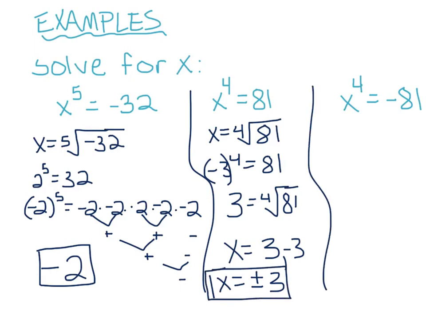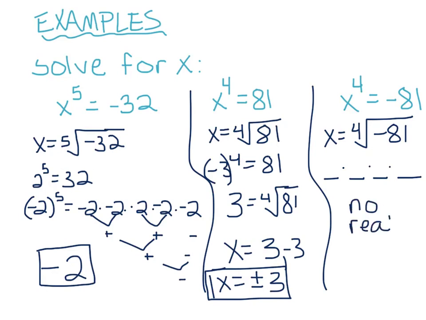So for this last one, it says x to the 4th equals negative 81. x is the 4th root of negative 81. What can I multiply by itself 4 times and get a negative 81? Well, you can't, because any time you multiply something by itself, you're always going to get a positive. So we cannot take the 4th root of negative 81. There's no real solution.